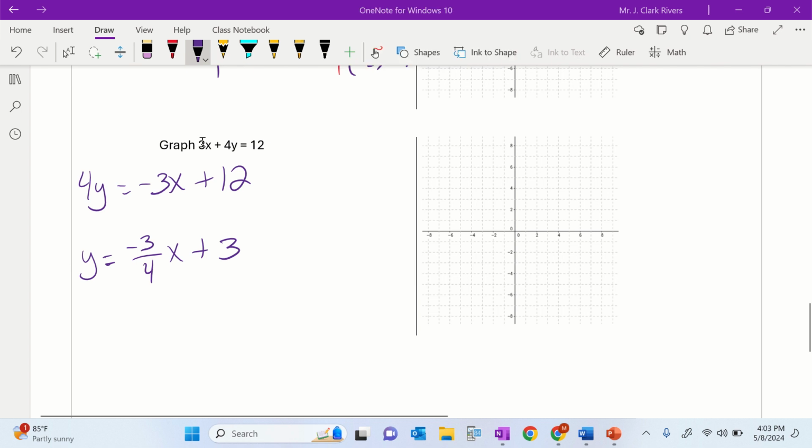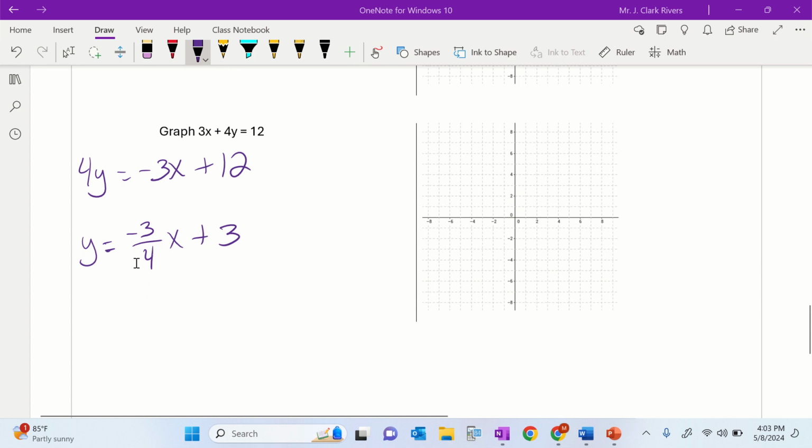Okay, so the first thing I did was I subtracted 3x from both sides. That left me with 4y equals negative 3x plus 12. Then I divided both sides by 4. 4 over 4 is 1. We're left with just y. Negative 3 over 4 is negative 3/4 x. 12 divided by 4 is 3. So we get that equation.